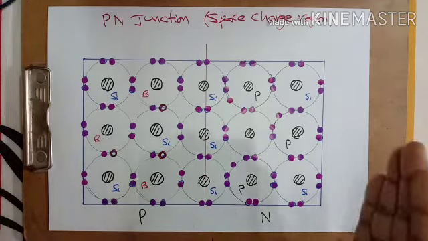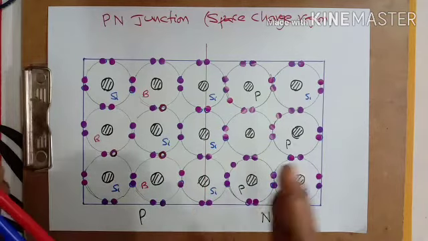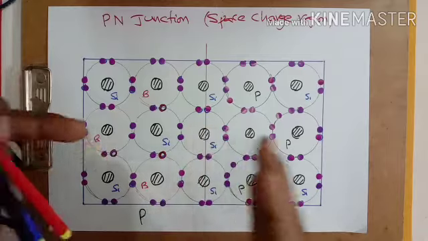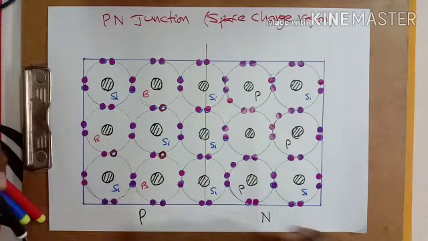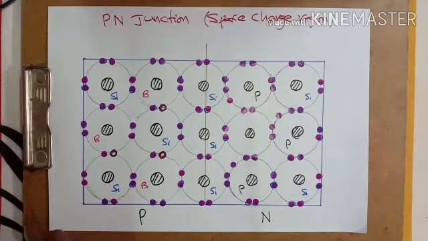So when P and N-type are coming close to each other, or when P is formed in N-type semiconductor, then what is happening at the junction? Okay, so let us try to understand that.